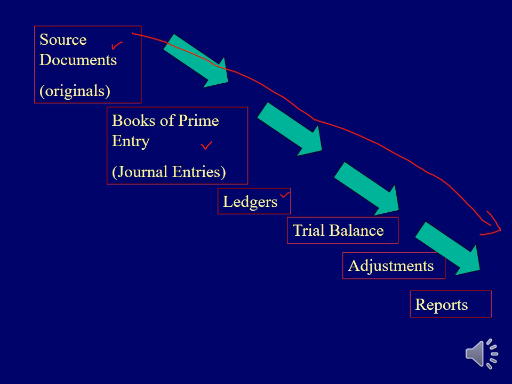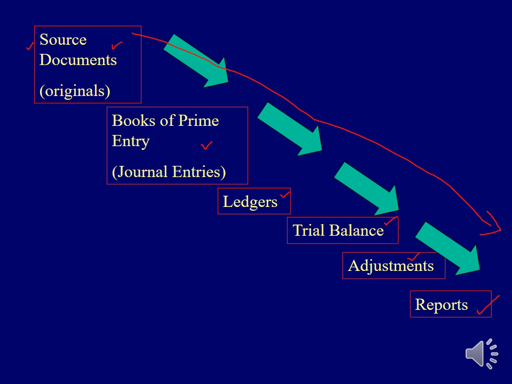ledgers. Then we balance up the balances of the ledgers, list them down in the trial balance, and try to balance up the trial balance. Once the trial balance is balanced, we will do some adjustments on the trial balance. After we do the adjustments at the end of the year, we will prepare reports. This is the accounting cycle. We have 6 steps to complete this accounting cycle, and we go back to the source documents.